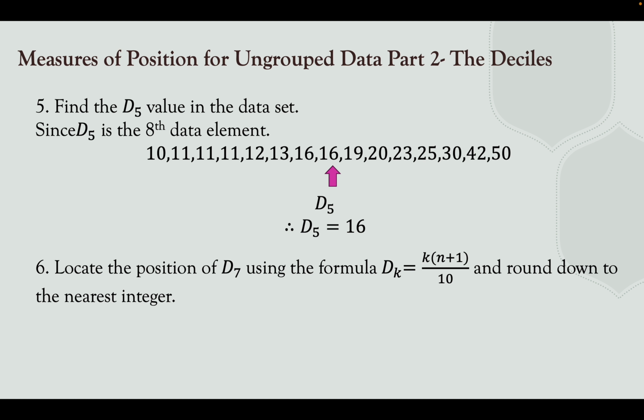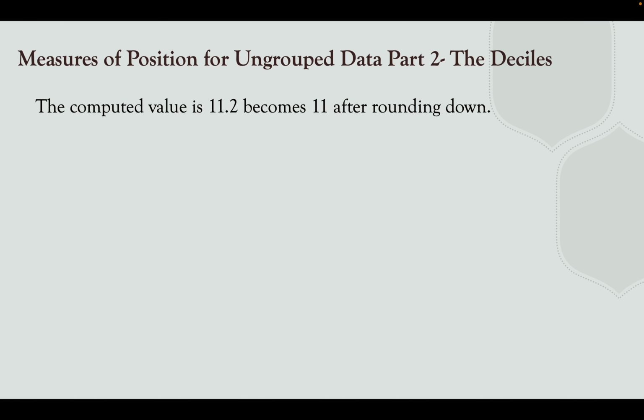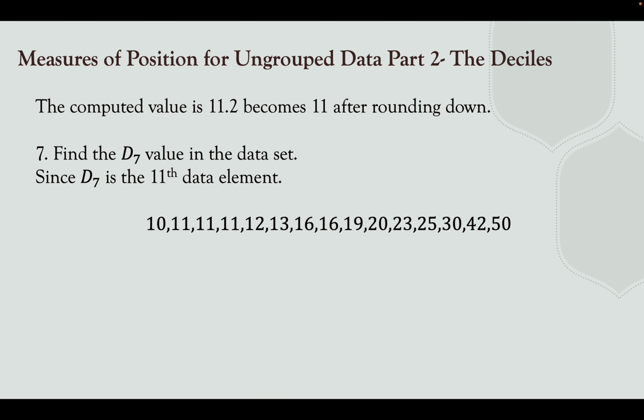Next, we need to find D sub 7. Substitute the given values: 7 times 15 plus 1 over 10. 7 times 16 is 112, divided by 10 is 11.2. Since D sub 7 falls in the rounding down class, the computed value 11.2 becomes 11 after rounding down. So we find the 11th data of the data set: 2, 4, 6, 8, 10, 11. So our D sub 7 is equal to 23.